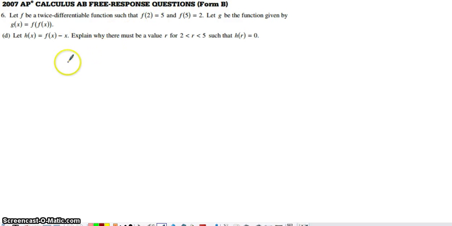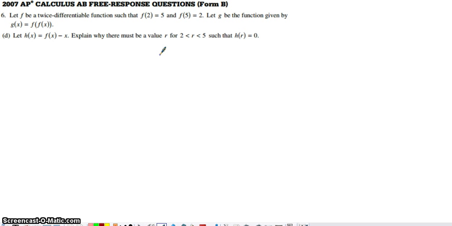So here is part D of the 2007 Form B free response question number 6. And in part D, they define this new function h of x. And h is dependent on f. It's f of x minus x. Explain why there must be a value r in between 2 and 5 such that h of r equals 0.